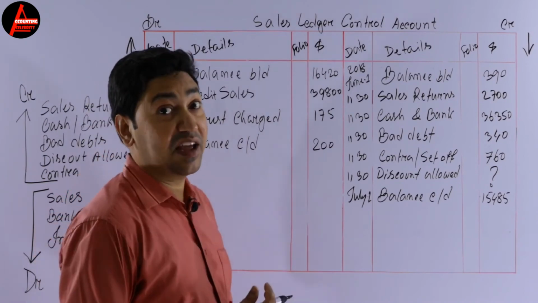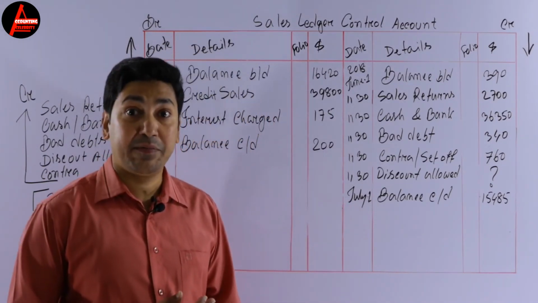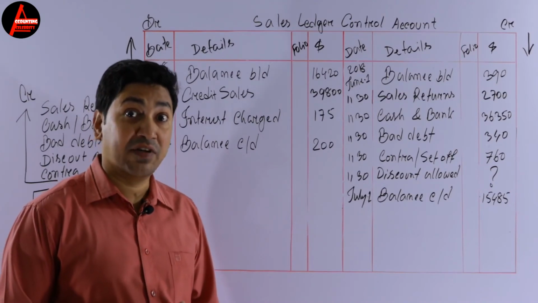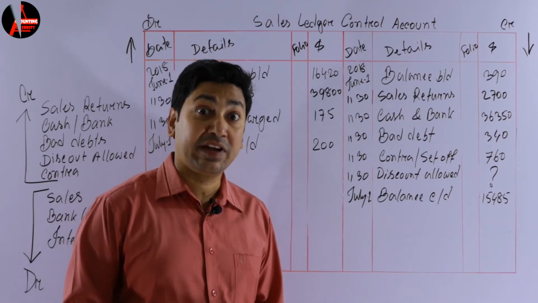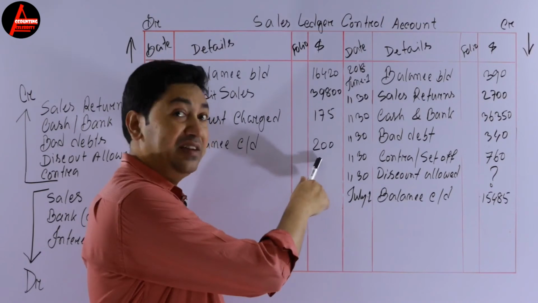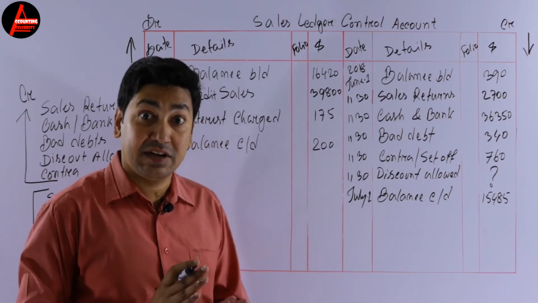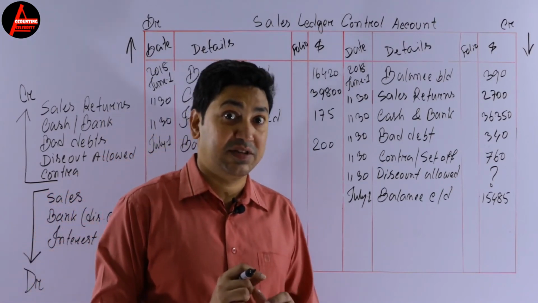So closing balance and opening balance are completely different. So opening debit balance we wrote in the debit side, opening credit balance we recorded in the credit side. But closing debit balance we recorded in the credit side, closing credit balance we recorded in the debit side. Okay, this is the most complicated part for the student. So please remember these terms here.